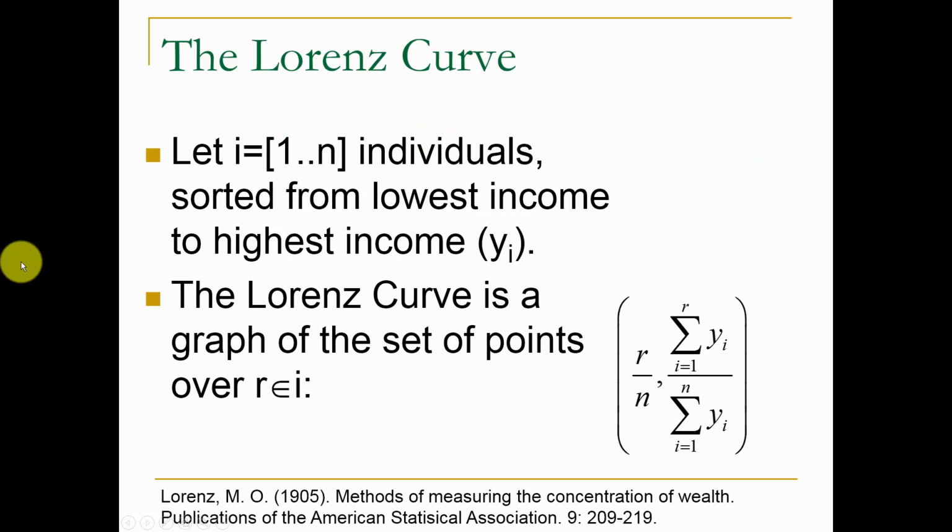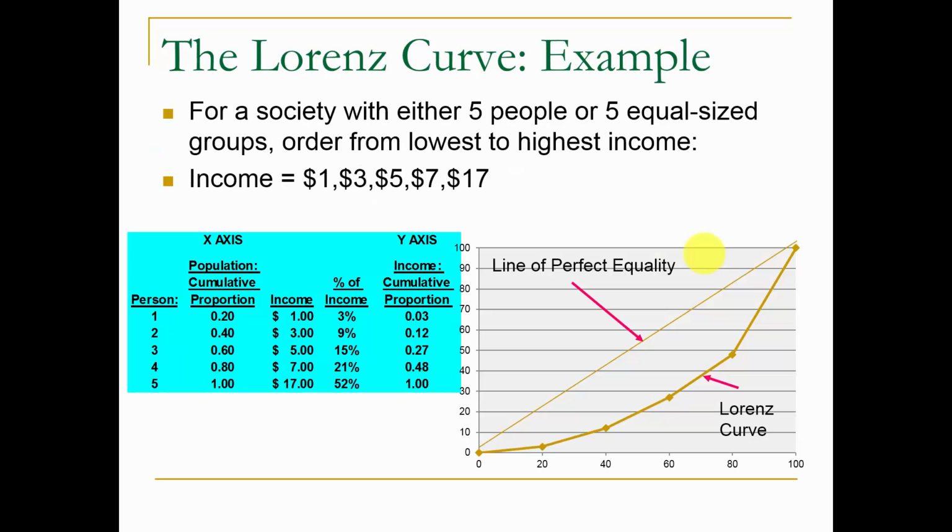So the Lorenz curve is a graph, and this is the formal definition of a Lorenz curve, invented by Lorenz in a paper published in 1905. So it's kind of an old idea, and it's basically graphing a set of points where you're adding up the population from lowest income to highest income, and adding up income in a cumulative way as you go.